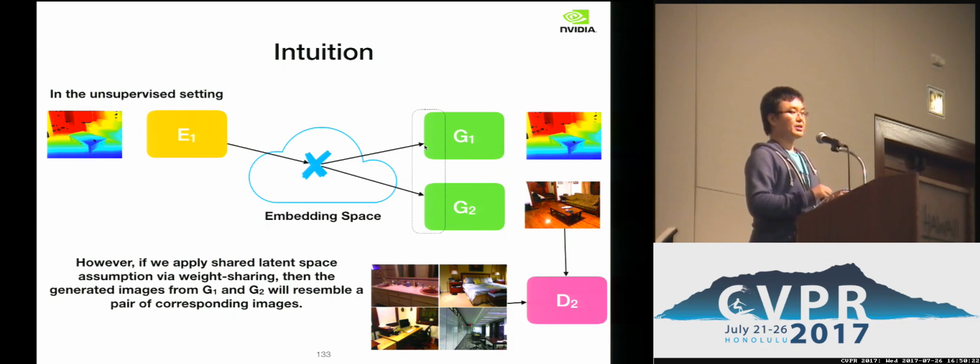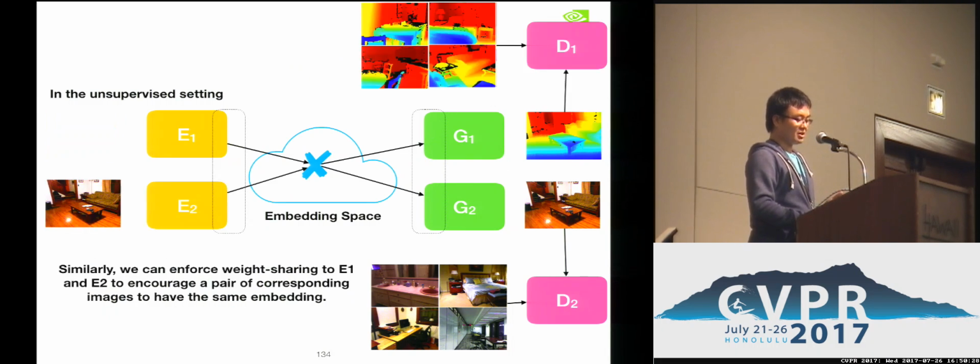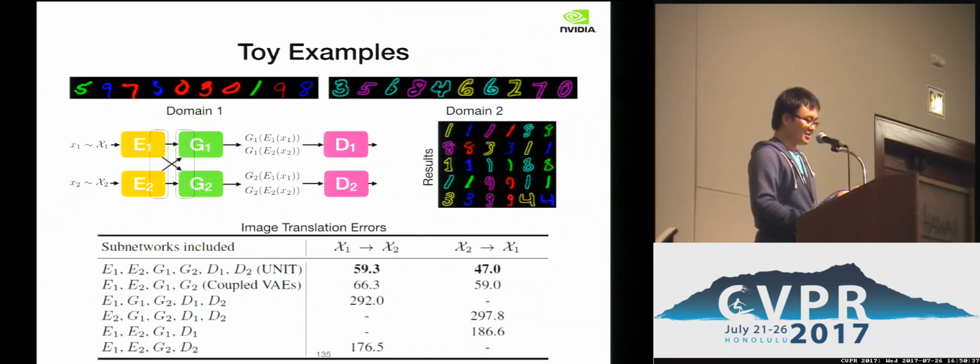And each of them will not do a great job. But if they figure out they can generate a corresponding pair, each of them can maximize the use of the capacity in the generator, and they will be generating corresponding images. And we can do the same thing for the second domain, and then you can learn how to translate images from one domain to the other.